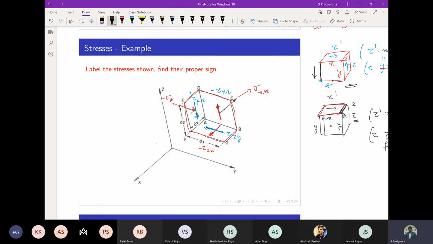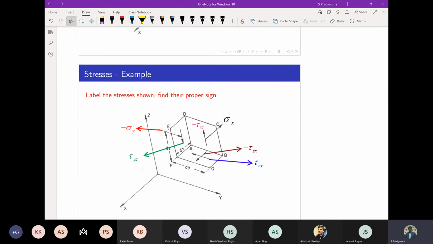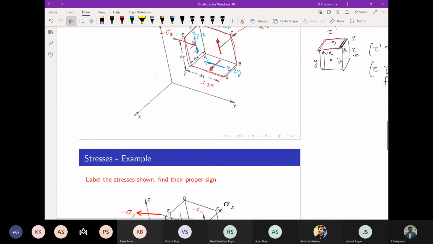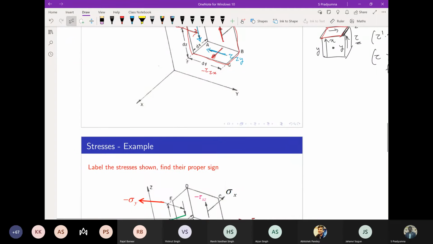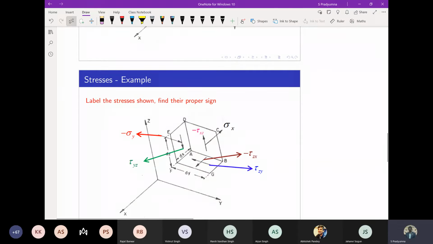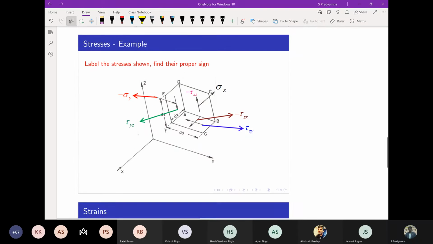If you want to find out the forces because of this, you just have to multiply the stresses with the corresponding area of the plane on which each is acting. That will give you the force, so that you can calculate later. The same thing I have written here also: minus tau zx times area zy. Is it clear now?